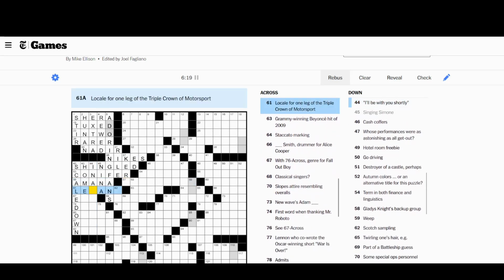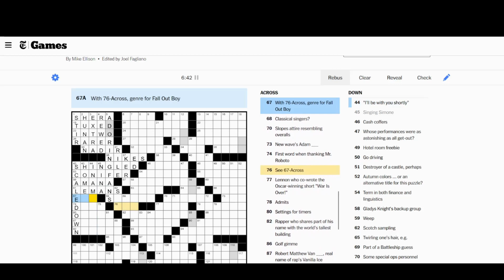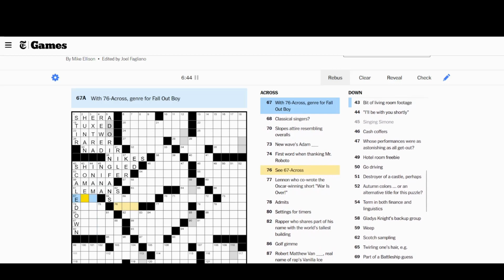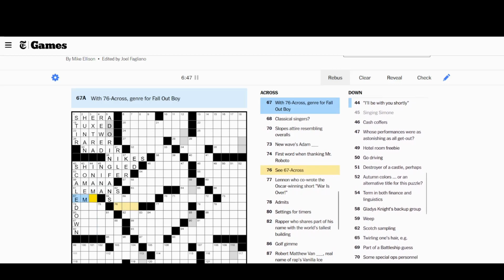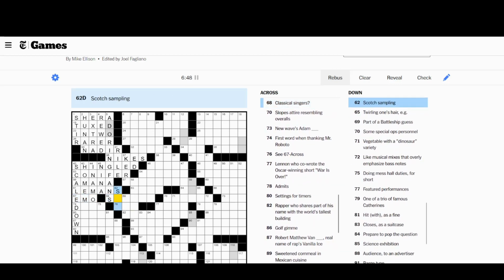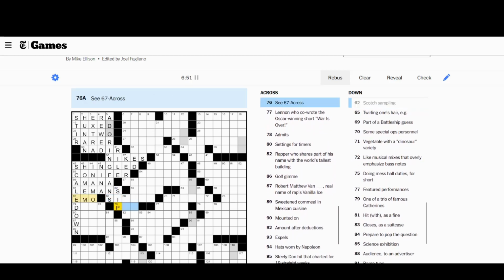What is this? Le Mans, right? The only reason I know this is, well, I knew it before as well, but the reason why it's more prominent in my mind is because I watched Ford versus Ferrari a couple years ago. Great, great movie. I think gonna be emo, probably pop. Scotch sampling. It's gonna be a sip.